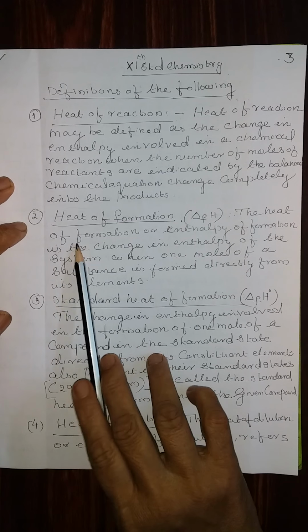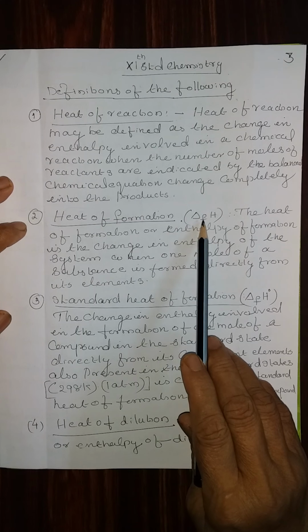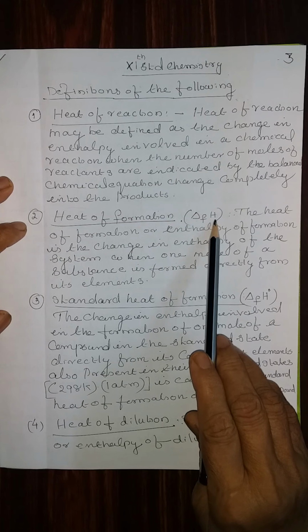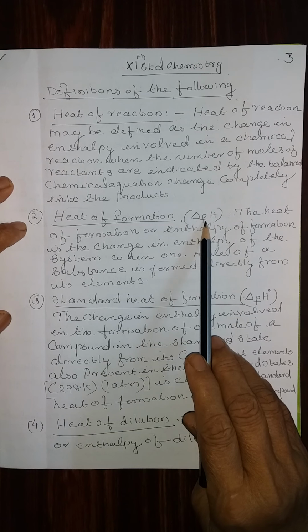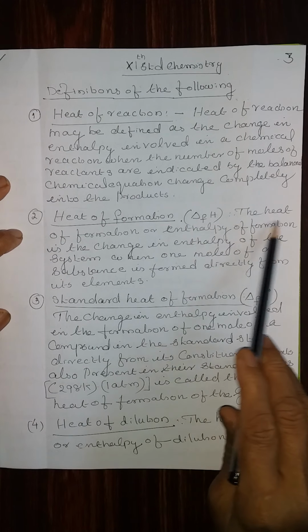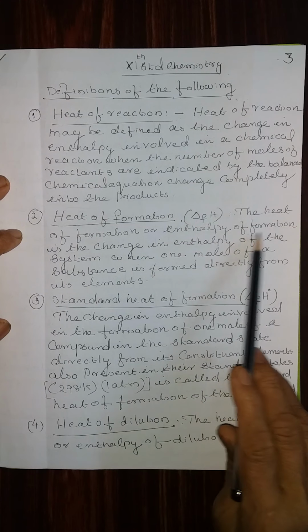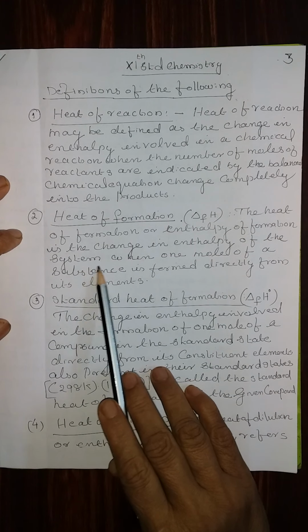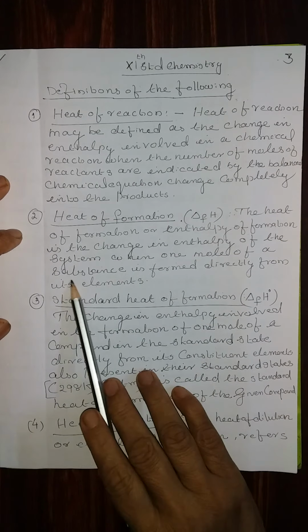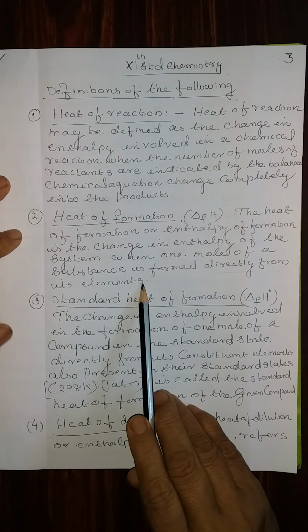2. Heat of formation. The representation is delta FH. It is read as heat of formation. This F represents the symbol for it. The heat of formation or enthalpy of formation is the change in enthalpy of the system when 1 mole of a substance is formed directly from its elements.